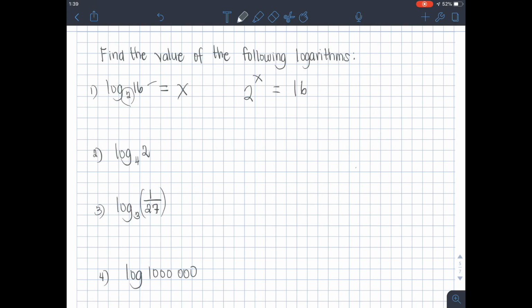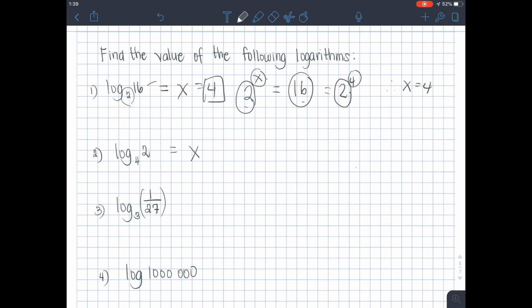And then, apply nyo yung natutunan nyo for solving exponential equations dun sa video ko. Dapat pareho silang base. So, transform nyo itong 16 using base 2. Ano siya? 2 to the 4th, right? And since pareho na silang base na 2, pwede nyo nang equate yung exponent nila na x saka 4. So, therefore, x is equal to 4. Or simply, logarithm of 16 base 2 is 4. Okay? Same dito, logarithm of 2 base 4.